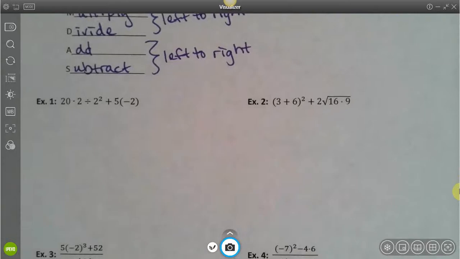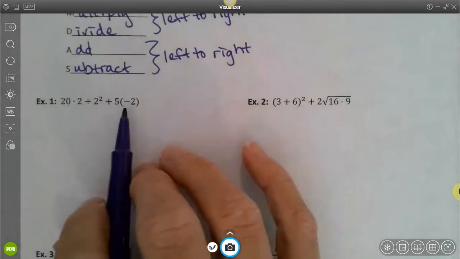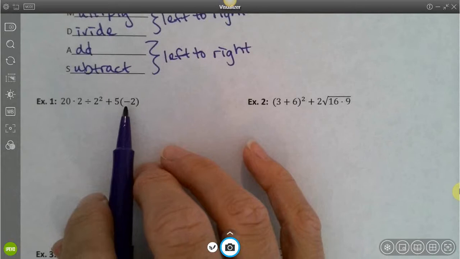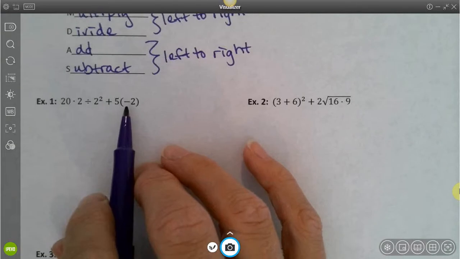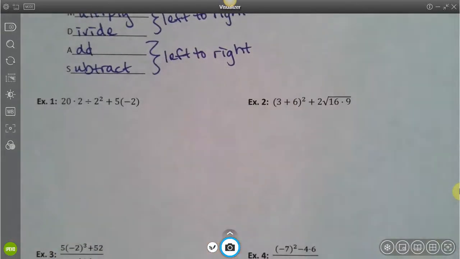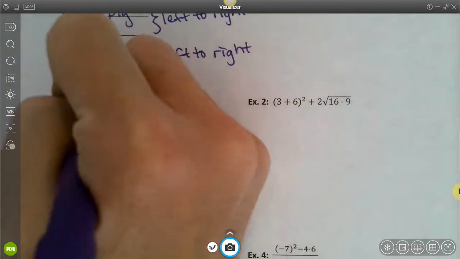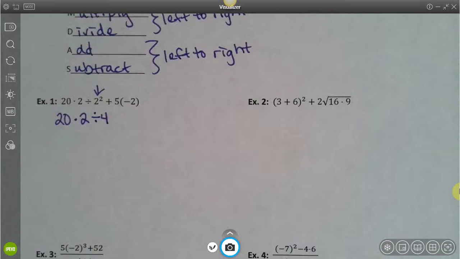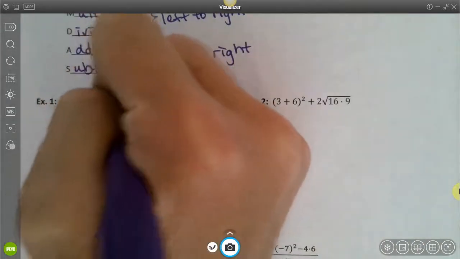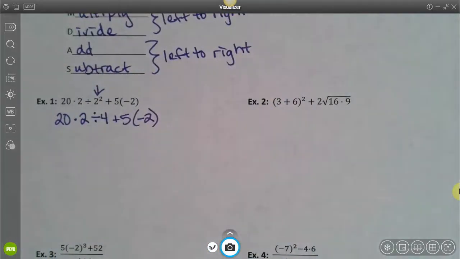So in example 1, in order to simplify this, well, first of all, we see these parentheses here. But notice in this case, there's nothing going on inside the parentheses that we need to take care of. They're just serving as a placeholder for that negative number. So we can skip that step and go on to the next one, which is E for exponents. And we do have an exponent in this one. So we're going to start by evaluating 2 squared, which is 4. And then the rest of the problem I'm just going to bring down as is.